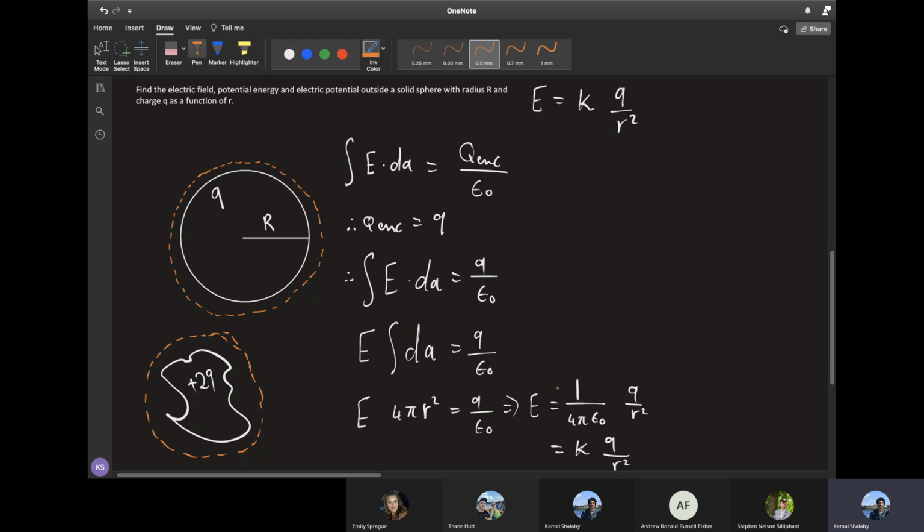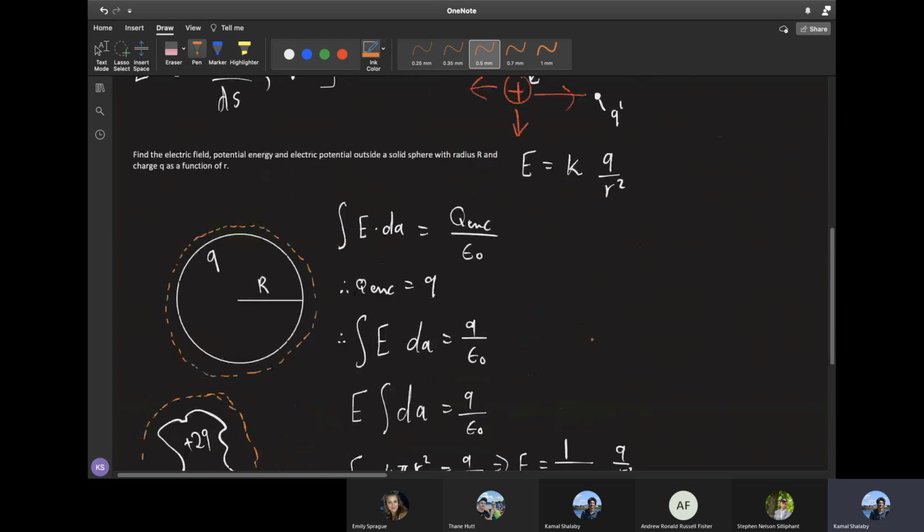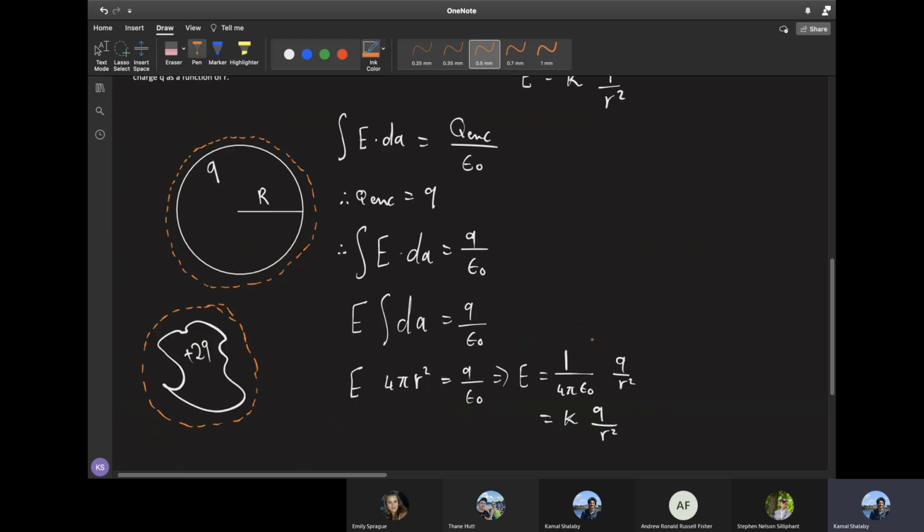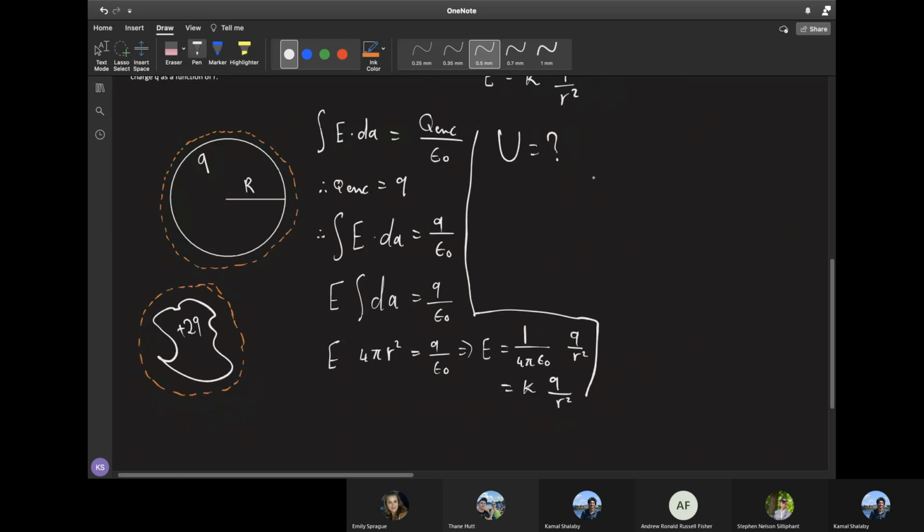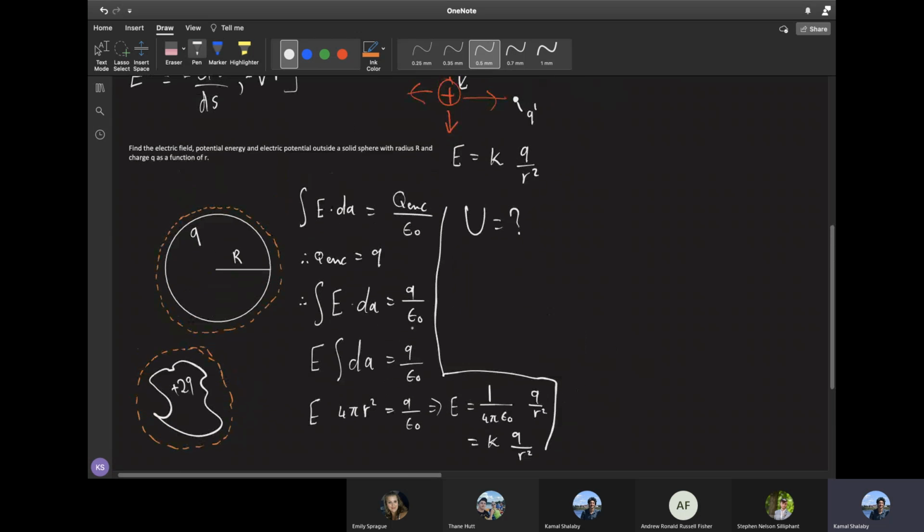Okay, so now we have the electric field as a function of r, kq over r squared. We need to find the potential energy also as a function of r, and as in the previous question, we take our reference, our origin, to be infinity. So now this is a question for you, and you do have the knowledge for it. What is U? How can we find U if you have E?